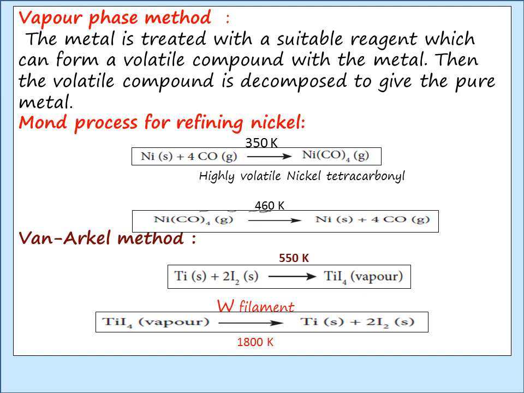In the Van Arkel method, we can refine either titanium or zirconium. Impure titanium is treated with iodine crystals at 550 Kelvin. We get the volatile titanium tetraiodide. This titanium tetraiodide vapor, on passing over a tungsten filament heated at 1800 Kelvin, gives us pure titanium solid.